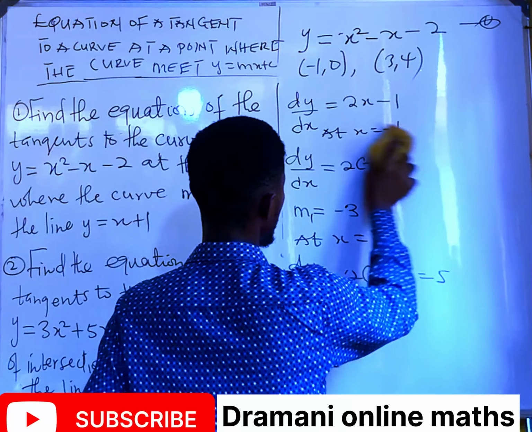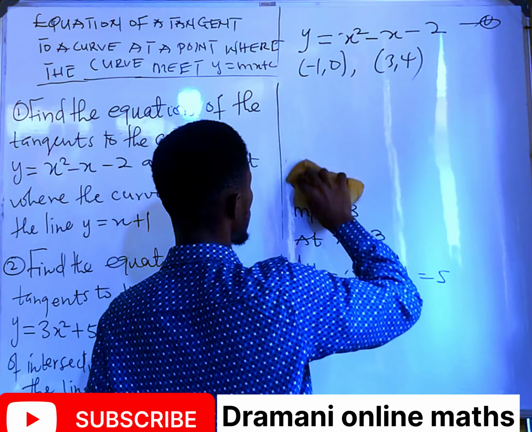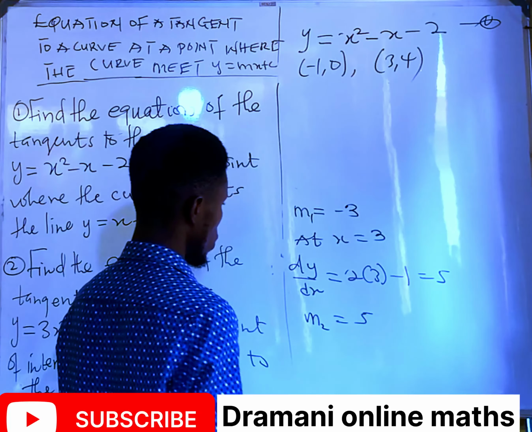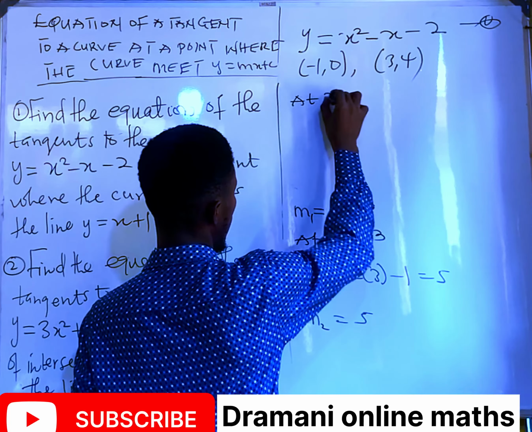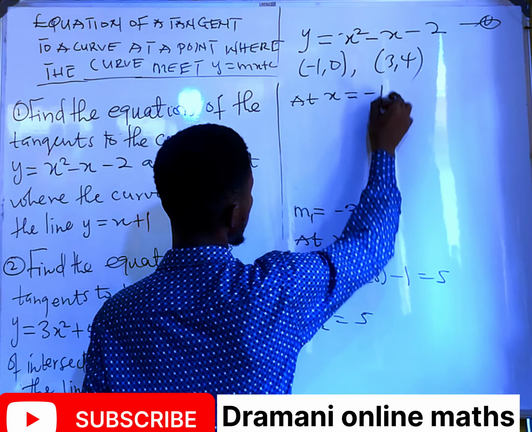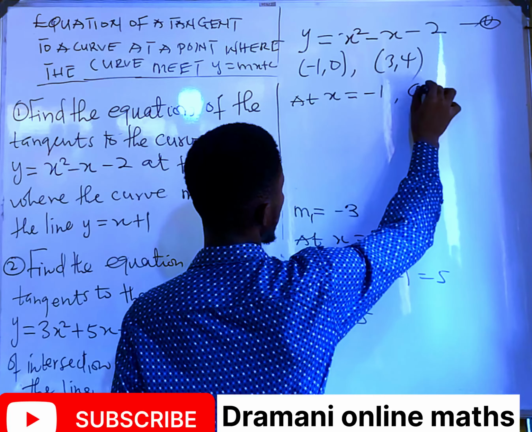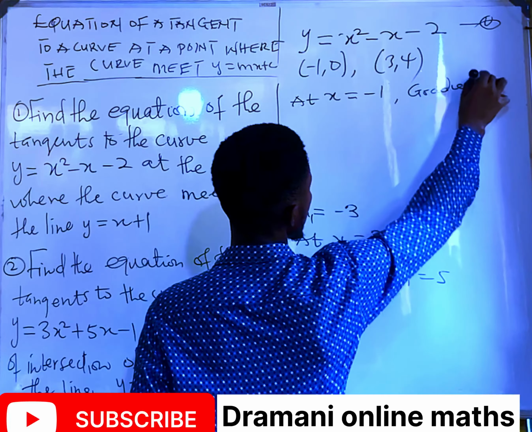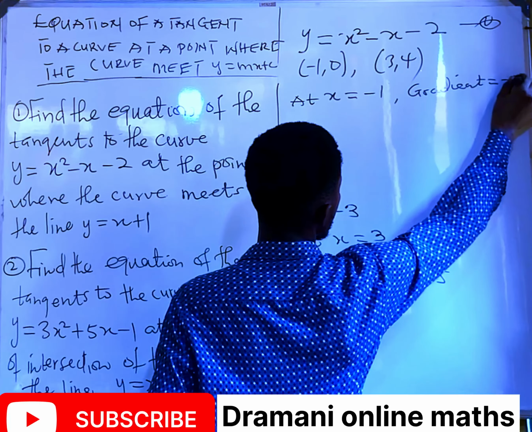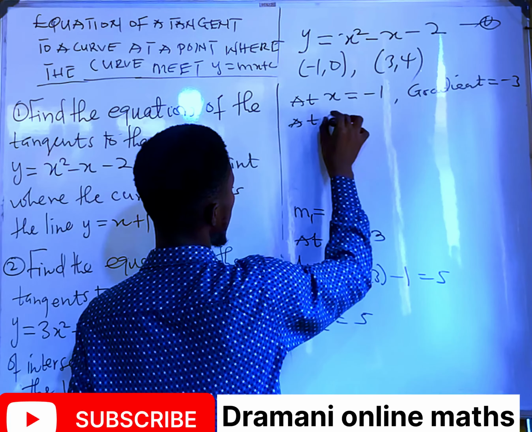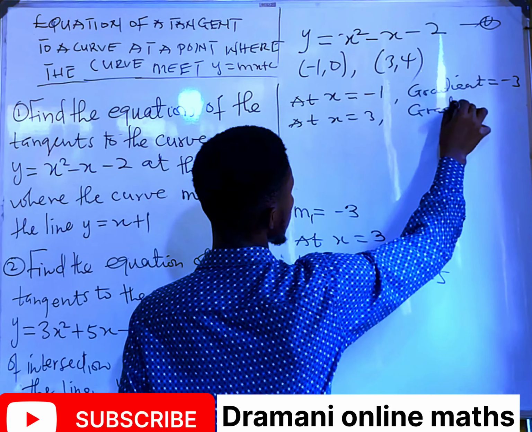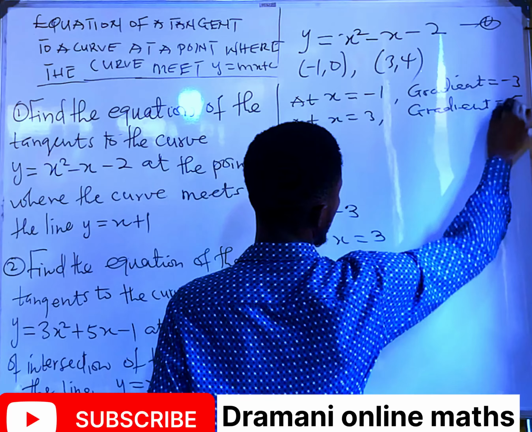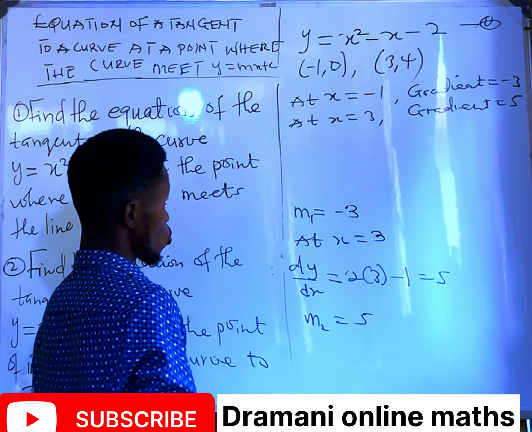You see, I'm cleaning more because the question is too tedious. So let me take it this way. At x equals negative 1, the gradient was equal to what? Negative 3. And also at x equals 3, the gradient was equal to what? 5. So we are going to use these two.